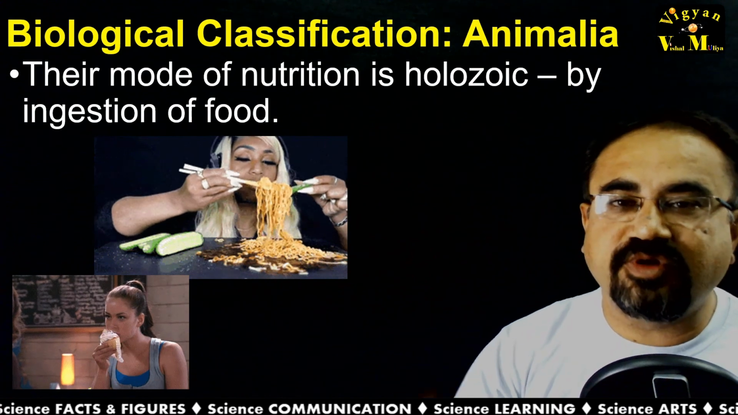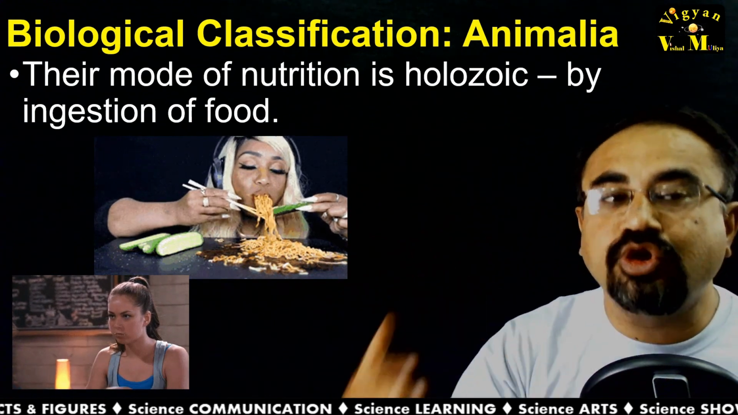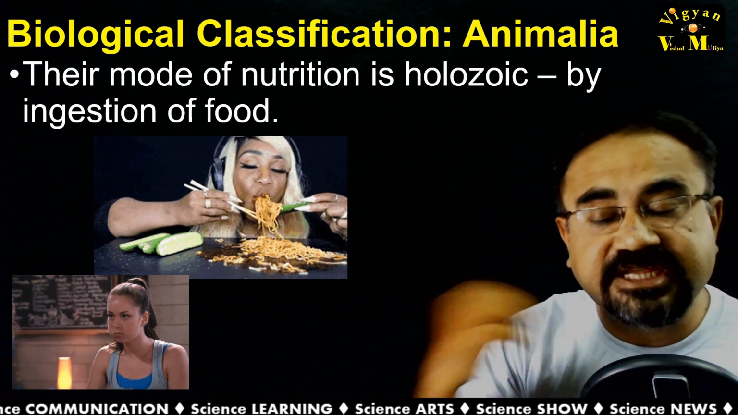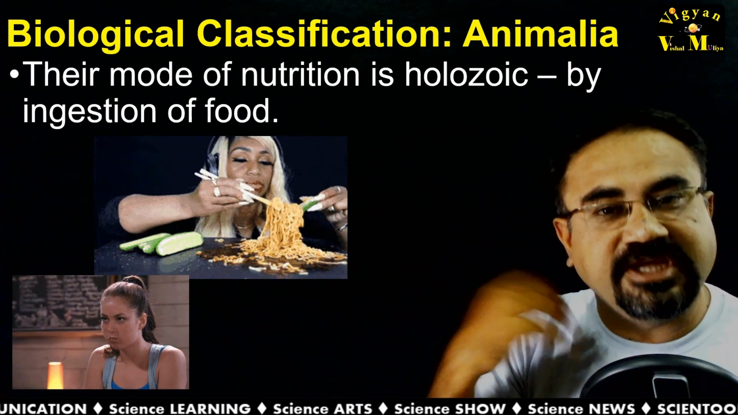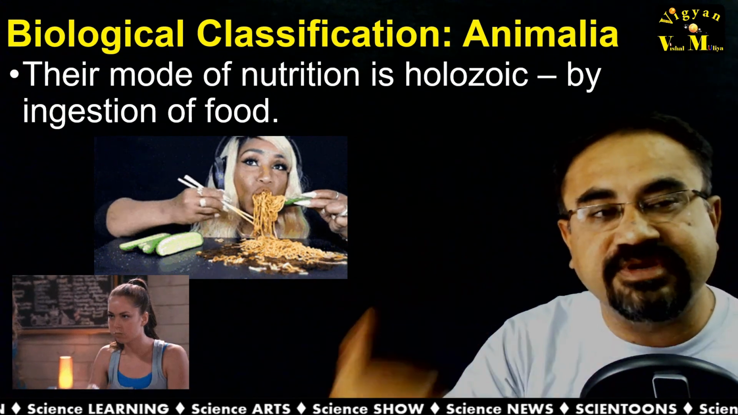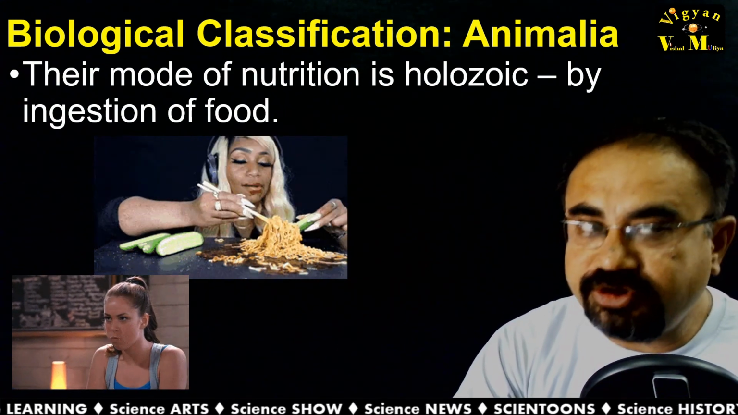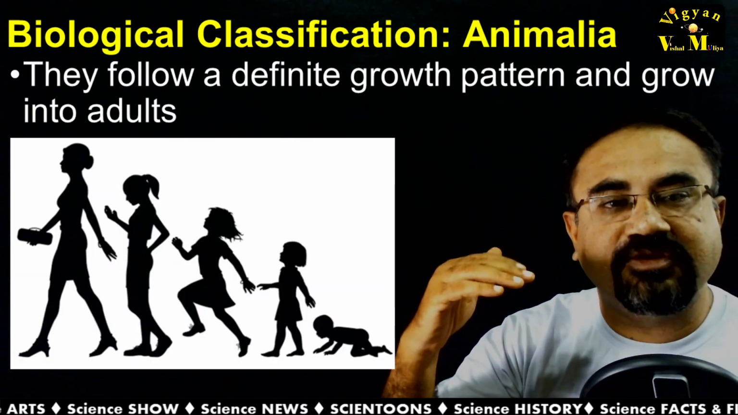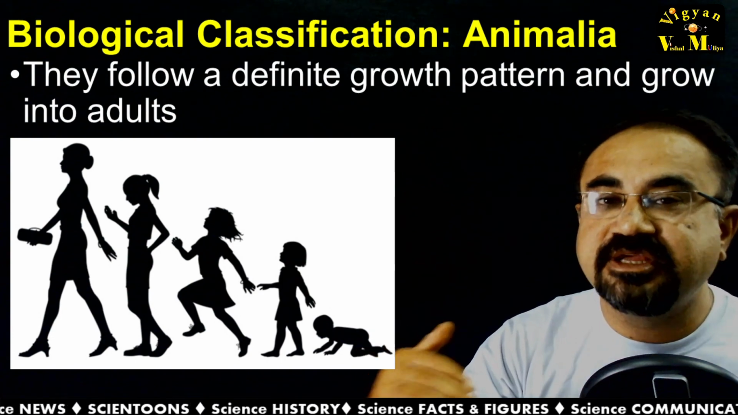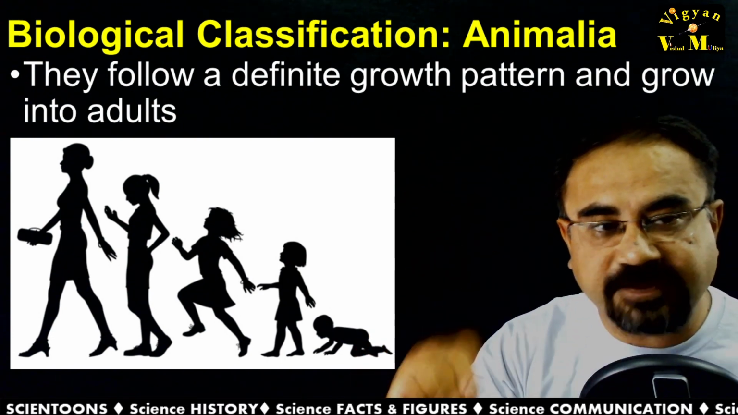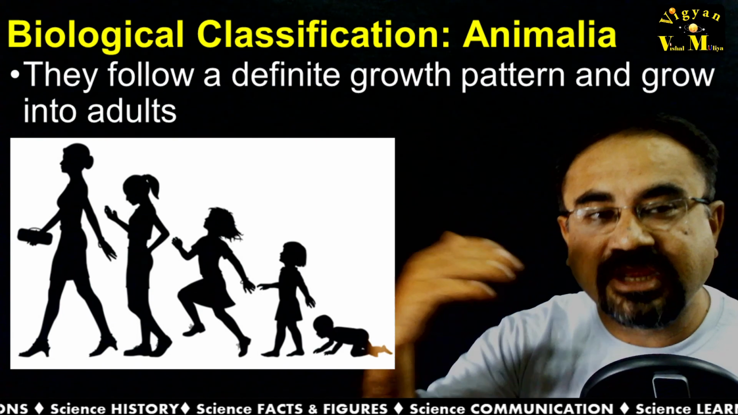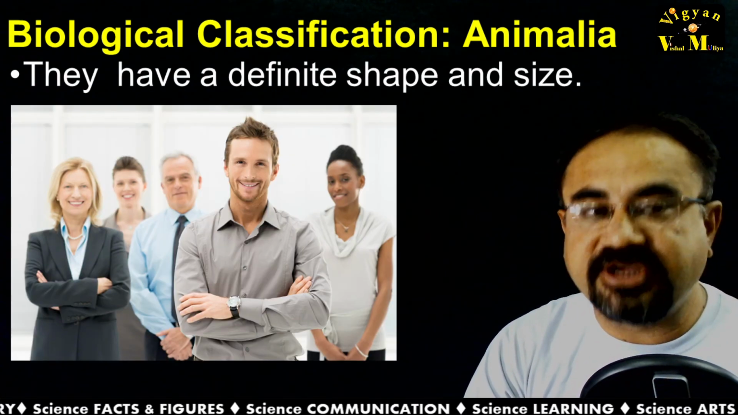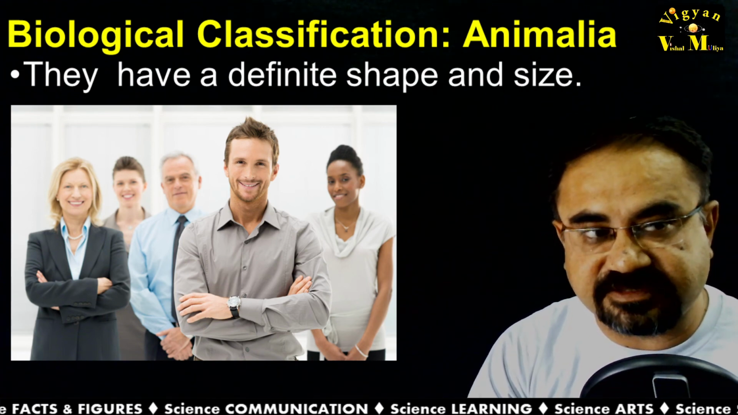They have a special mode of nutrition, that is holozoic. I mean, they ingest the food, they chew the food, they swallow the food, and that is known as the holozoic mode of nutrition. And with that nutrition, they have a definite pattern of growth as well as development, and that particular pattern leads to growth into the adult size, and that adult has a definite shape and definite size.